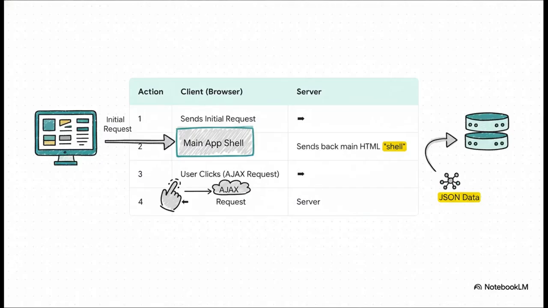And here, you can see just how different it is. The server sends this main application shell, just once, at the very beginning. After that, when you click something, your browser doesn't ask for a whole new page. No way. It just sends a tiny little request, asking for only the specific data it needs. And that data comes back as a small, lightweight packet that the app uses to update only the part of the screen that needs to change.